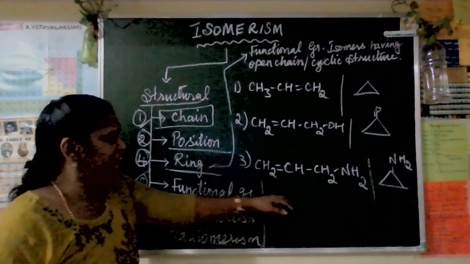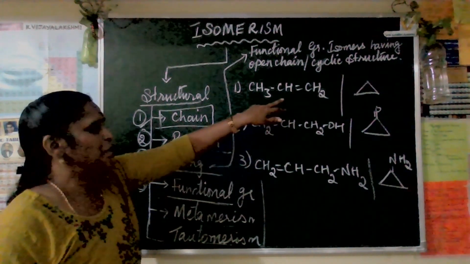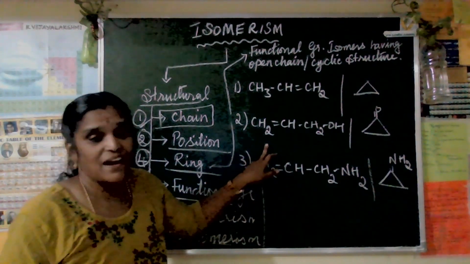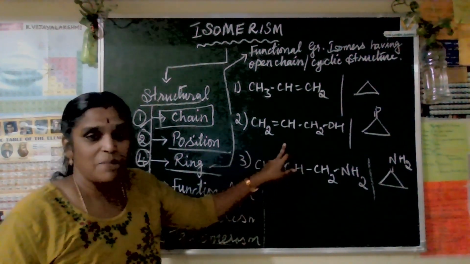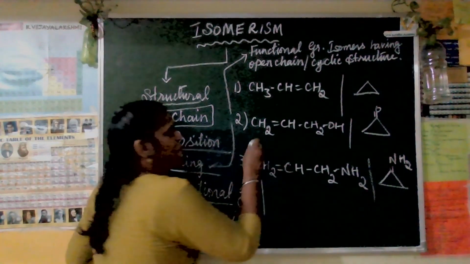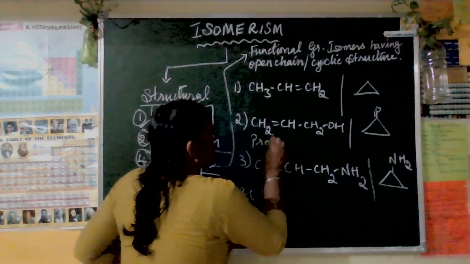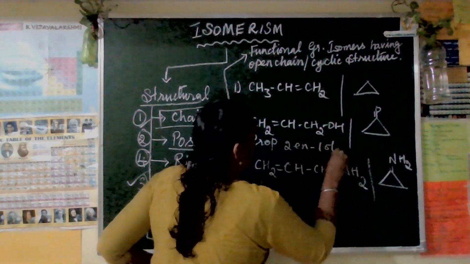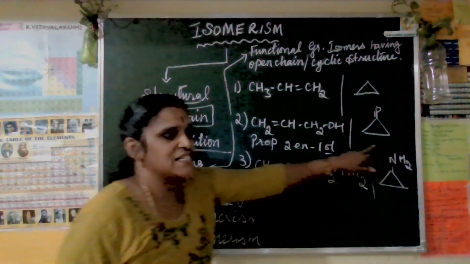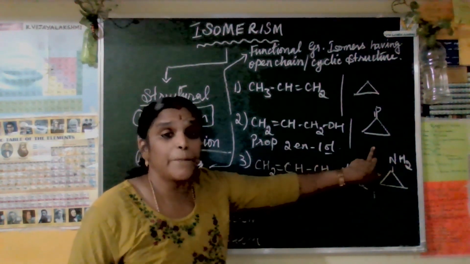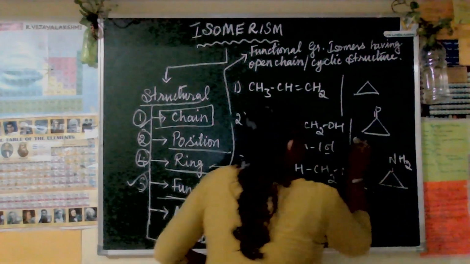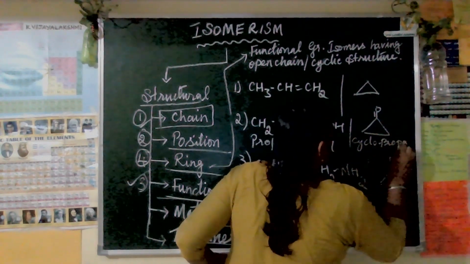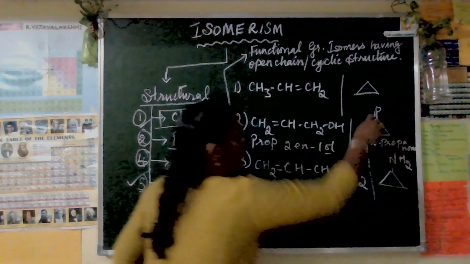Okay, now can you give the name for this? This is propene, cyclopropane, you know very well. This is allyl alcohol I just mentioned. Can you give the name? I'm asking the IUPAC name. Prop-2-en-1-ol. Now this is cyclopropanone, because double bond O, so ONE.